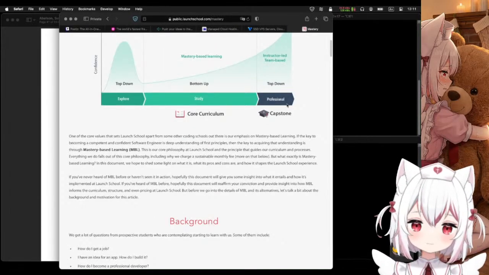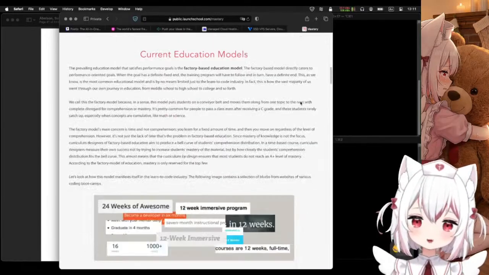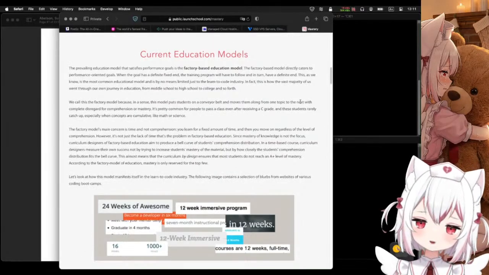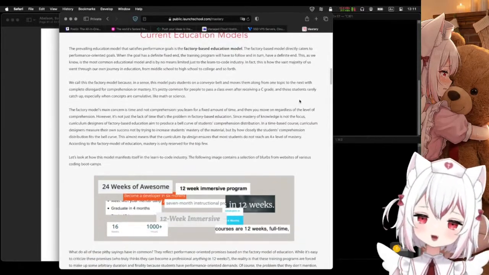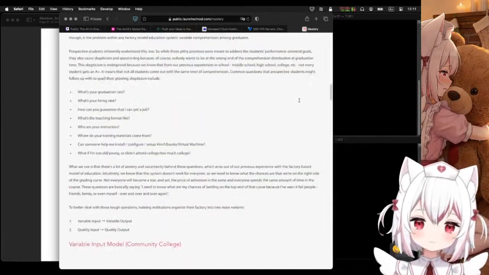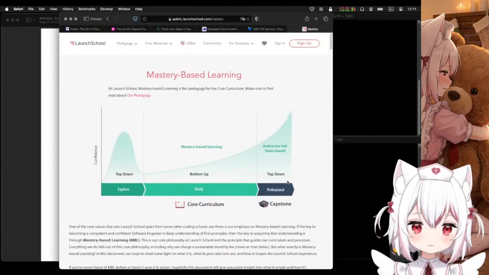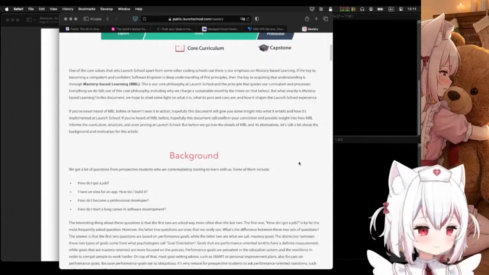But with the professional capstone, it's not like a boot camp project or a course project that everyone does. They try to launch a real product that people use.